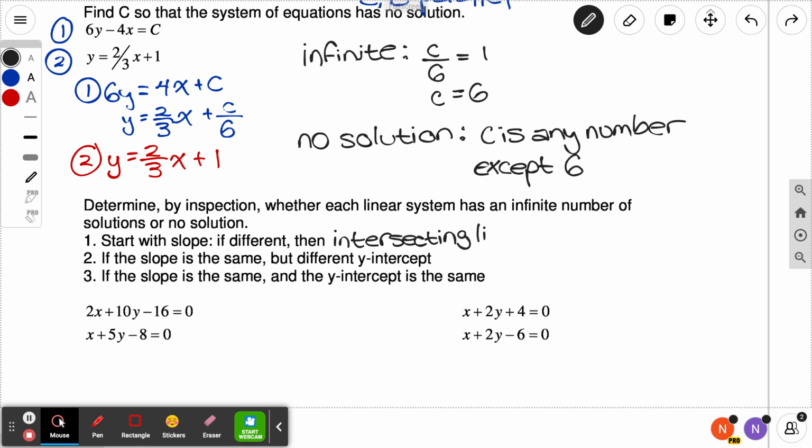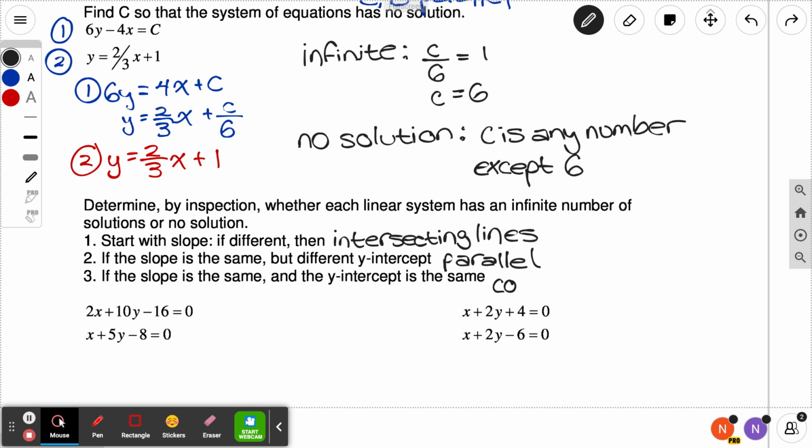In our second case, the slope is the same, but we have a different y-intercept. Those lines are parallel and have no solution. Our third case is if the slope is the same, but the y-intercept is also the same. That will give us coincident lines, or the same line.